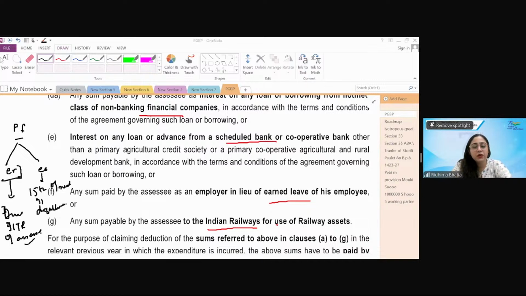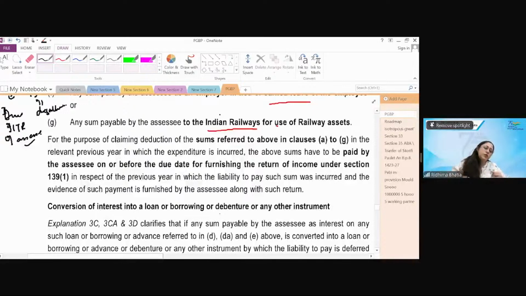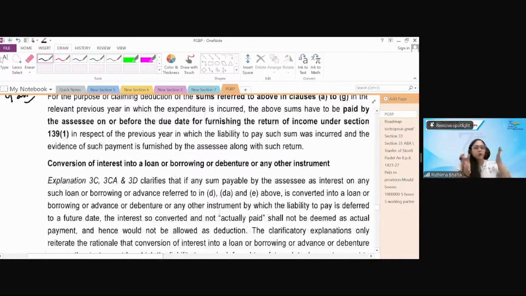Anyone has any other doubt? What is the change I'm talking again and again? Before going to that change, I was talking about interest only. Interest on loan was payable. Interest on loan of say 4 lakh rupees was payable.